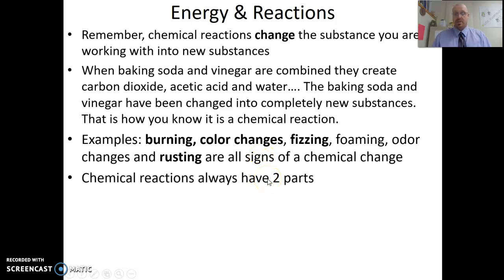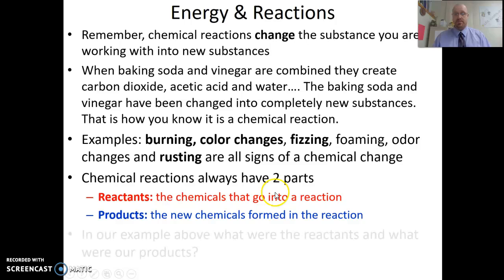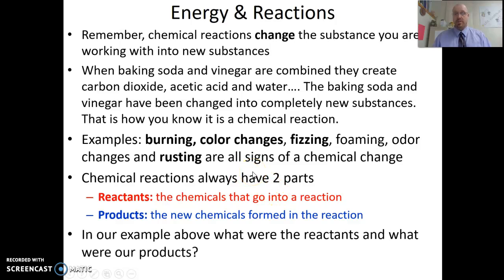A chemical reaction that happens always has two parts. You have the reactants, that's what goes into the reaction, and you have the products. These are the new chemicals that are formed in the reaction. Okay? So in our example above, when we had the baking soda and vinegar combining, what were the reactants and what were our products?